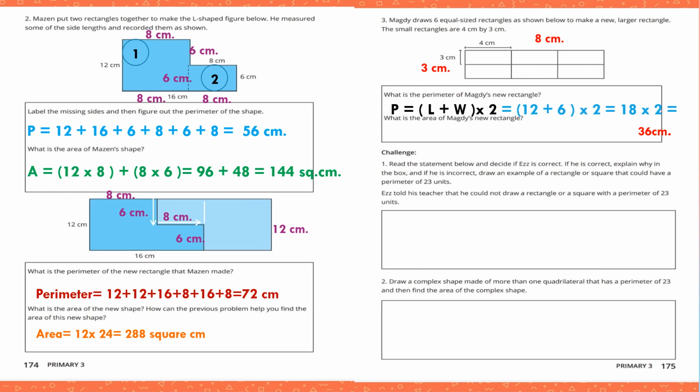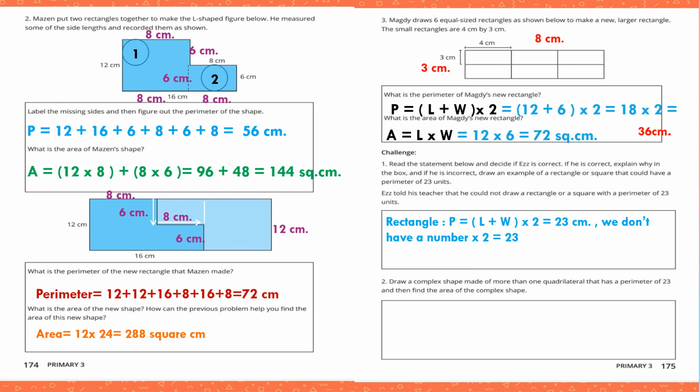And what is the area of Magdi's new rectangle? Area will be length times width. So 12 times 6 equals 72 square centimeters. Prince told his teacher that he could not draw a rectangle or square with a perimeter of 23 yards. So do you think why? Because we couldn't divide 23 by 2, and if the shape is a square, nothing times 4 will be 23.